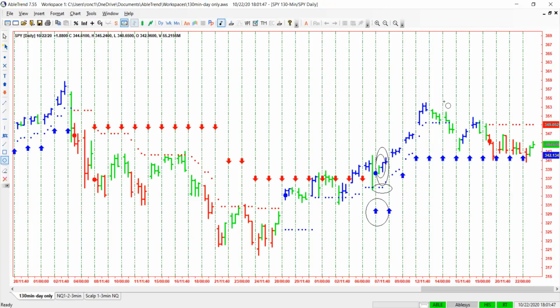Up it went, and once it closes under the second row of blue dots, I use the close, and you could adjust to whatever you like, but once it closes, like right there, under the second row of blue dots, you'd be out of that trade. But that worked out well. It was an 8-point winner, and then of course we've got an obvious no trade zone.